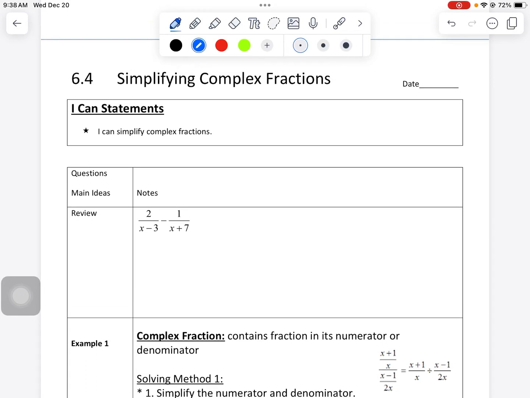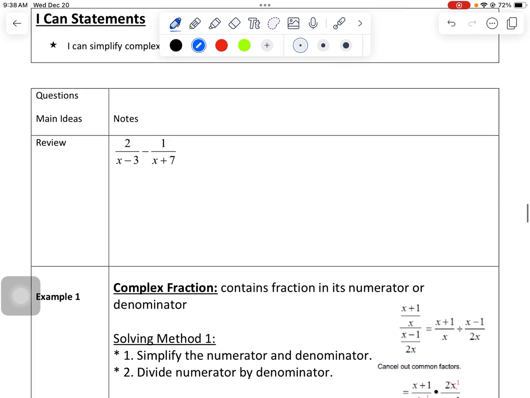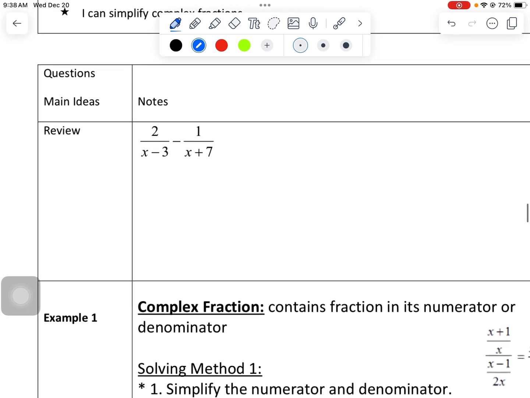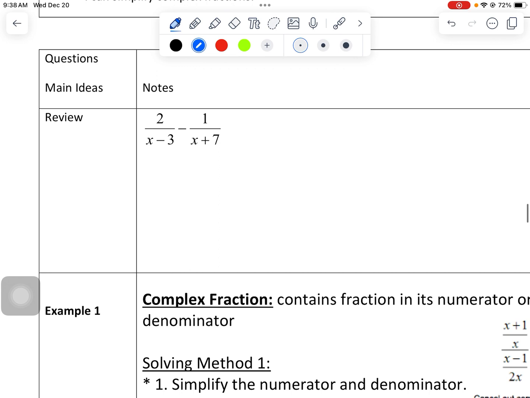We're going to do simplifying complex fractions. To start, I have a review problem with adding and subtracting. So with adding and subtracting fractions specifically, remember that your denominator has to be the same.